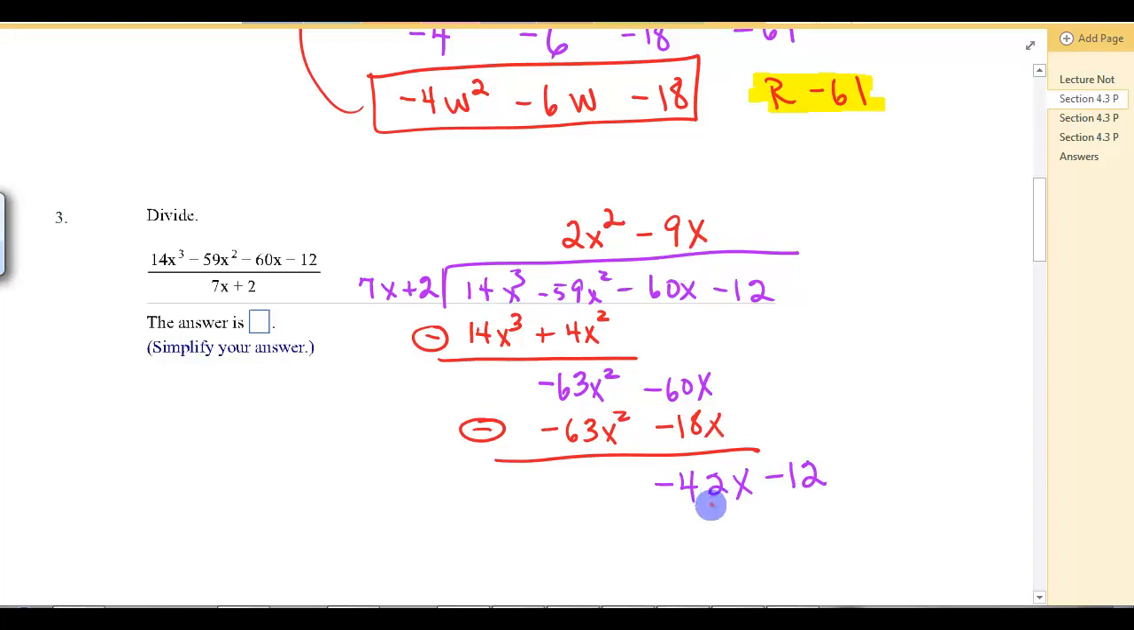7x into negative 42x goes negative 6 times, multiply, and you have 0 for a remainder. So your answer is right here. No remainder.